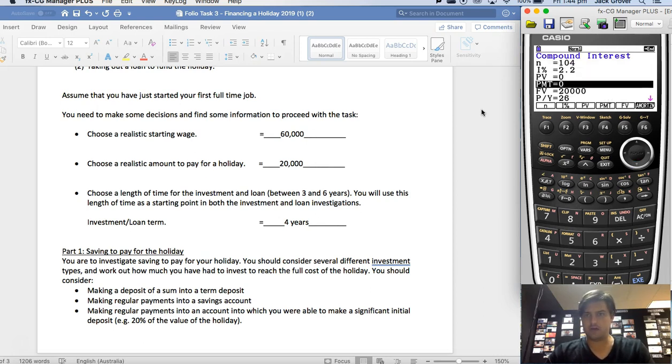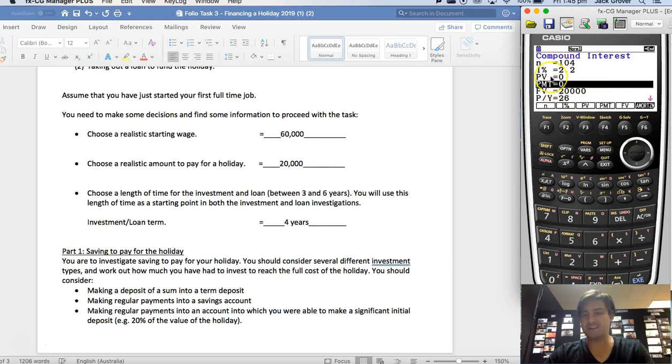What we need to do now is have a look at what the dot point says. So, making regular payments into a savings account. This dot point is about how much we would need to put in per fortnight. Remember, we're dealing in fortnights for this one. You guys don't have to, but I'm dealing in fortnights here. How much we'd have to put in per fortnight to get this savings account up to $20,000. We can do that by solving for payment.